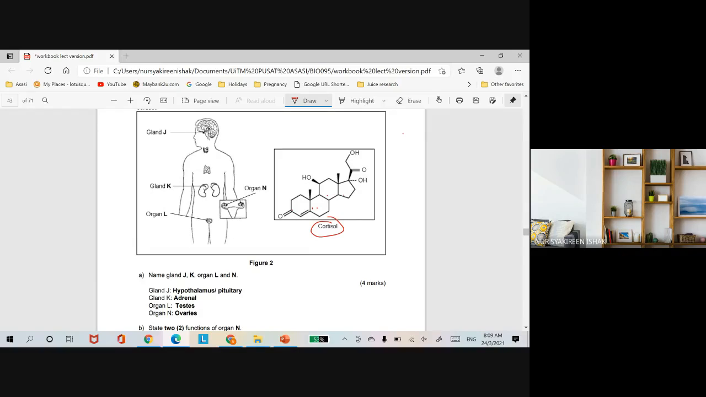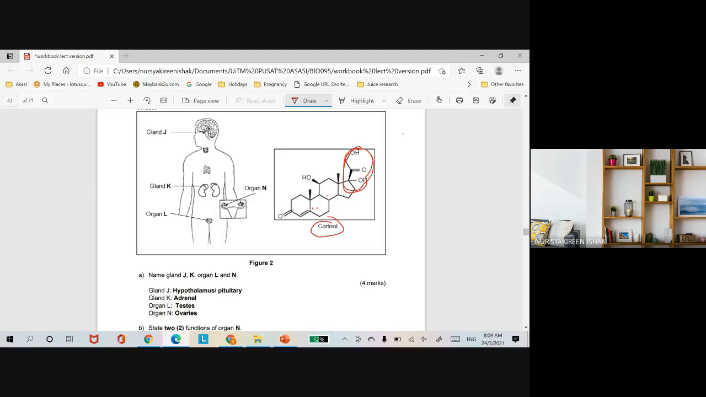So the difference between these hormones is the side chains. The side chains here will determine the different types of steroid hormones to be synthesized from the cholesterol. So cortisol is the hormone which is synthesized by the adrenal gland.